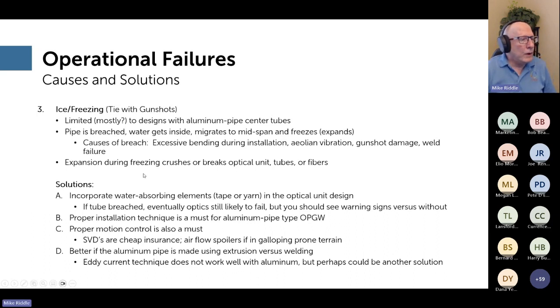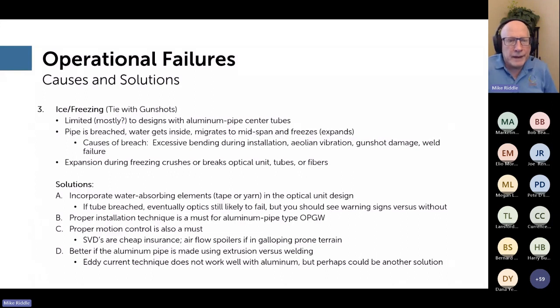So what can you do? Well, you can include water blocking elements in the optical unit design. Most cable suppliers who make aluminum pipe type cable do not include water absorbing material inside. Now, it might seem obvious that you should, but you can make the case that if a tube is breached, you're eventually going to have failure anyway.